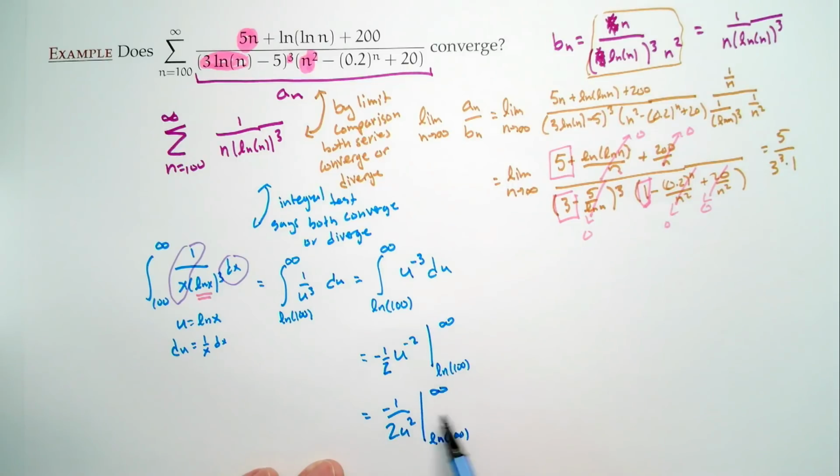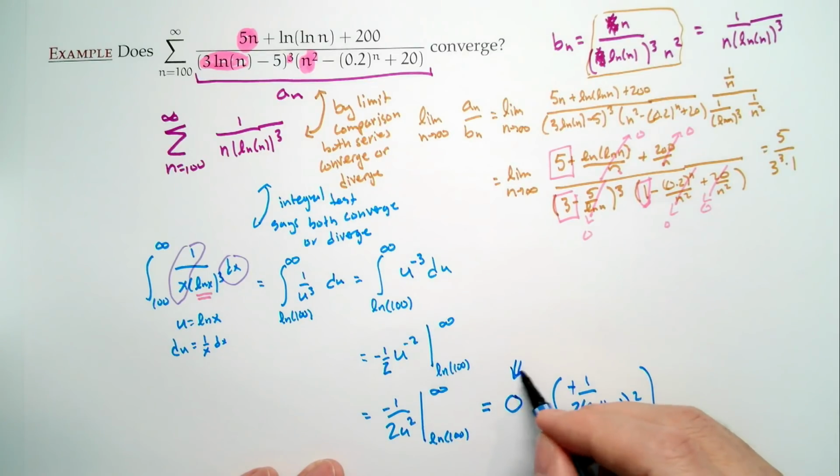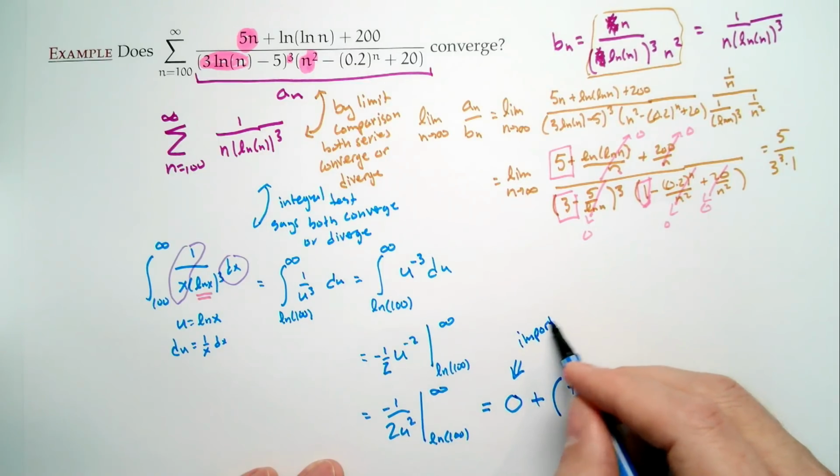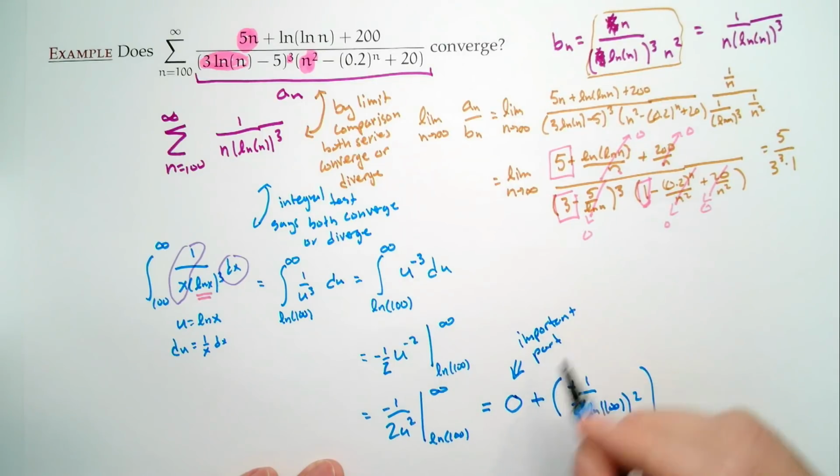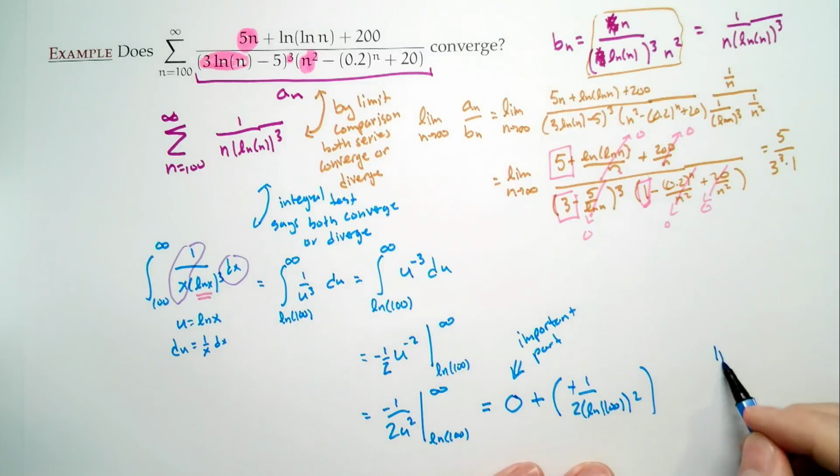Now, this is the important part, the infinity part. What happens as we let u go to infinity to 1 over 2u squared? It goes to 0. Then we're going to subtract minus 1 over 2 times log of 100 squared, but we really don't care about that last part. This is the important part. The important part is that as we let our value go to infinity, we get something which doesn't blow up. So that says our integral converges.